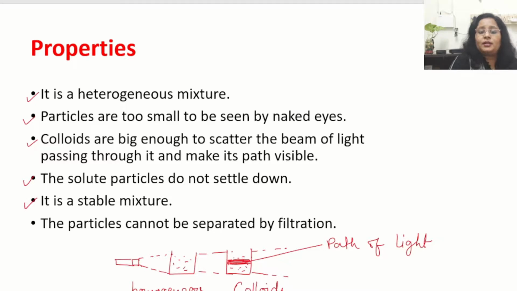Next point is that it is a stable mixture. Same thing: because the particles do not settle down, the colloid will always remain a stable mixture. Next, the particles cannot be separated by filtration. Although the particles are very minute and can't be seen by the naked eye, they are not big enough to be separated by filter paper. So they cannot be separated by filter paper, but a different physical method is used to separate the particles of the colloid.